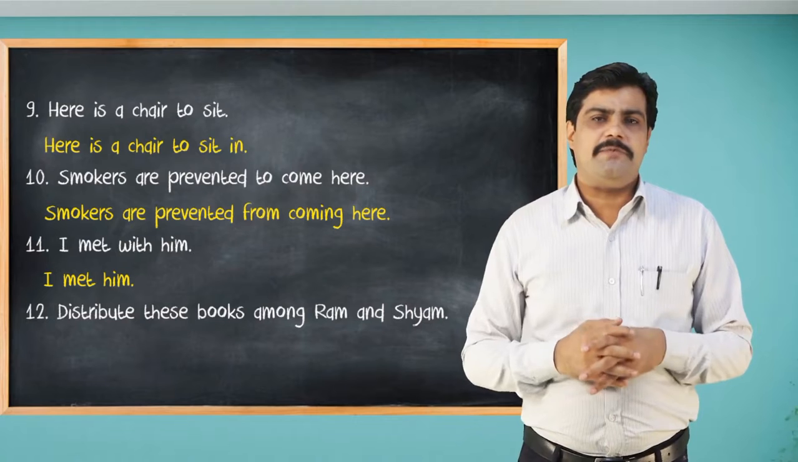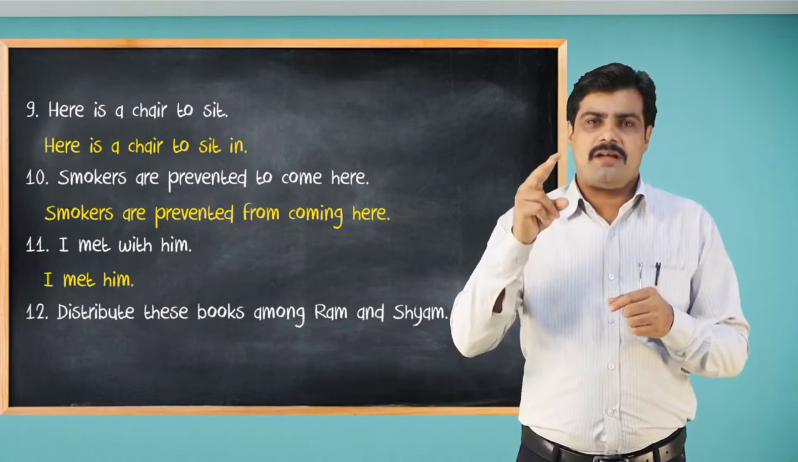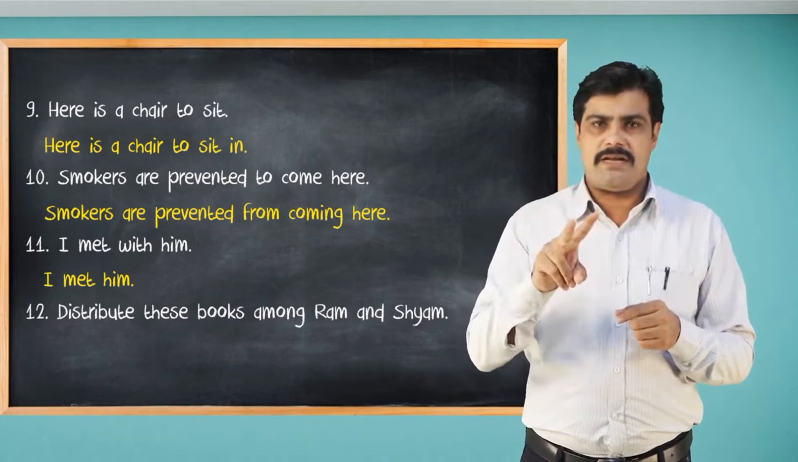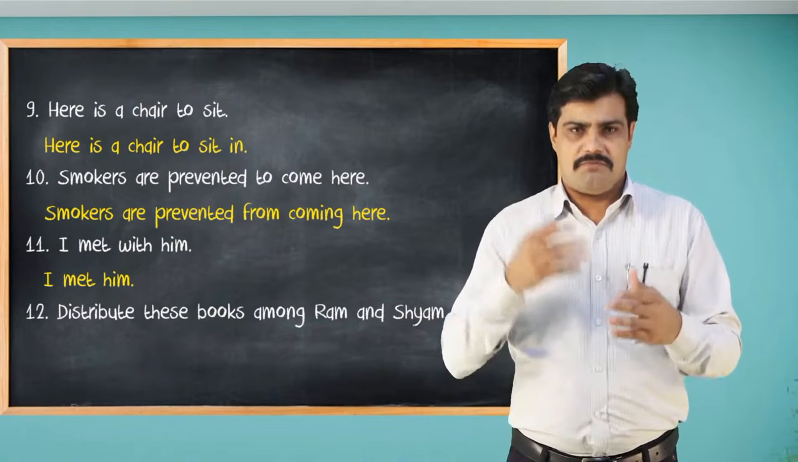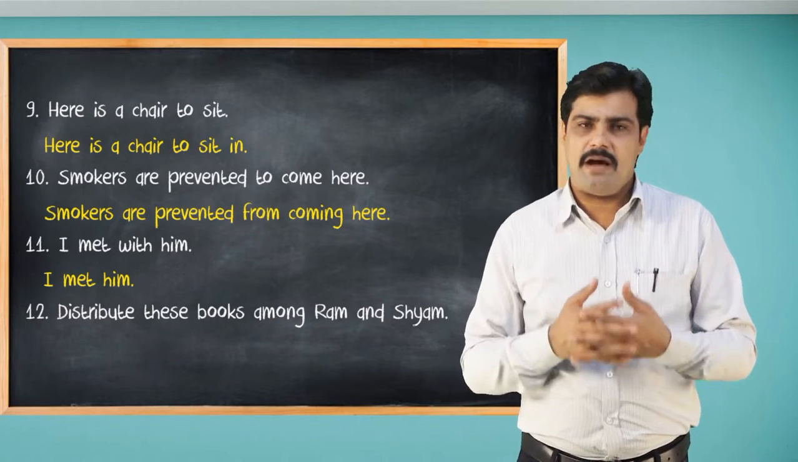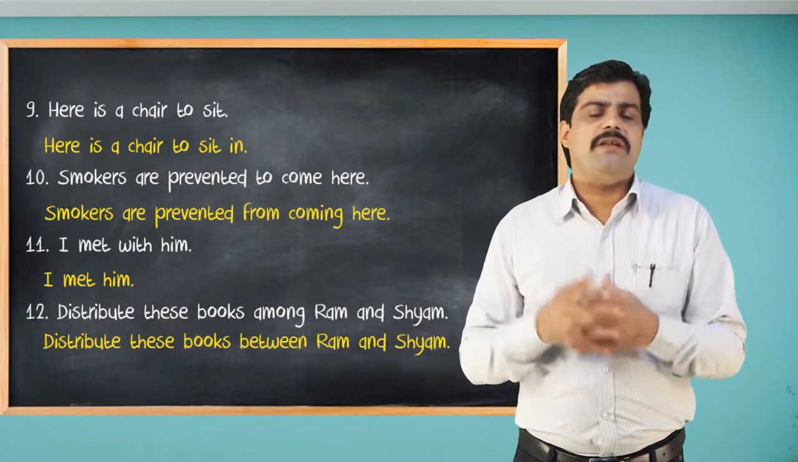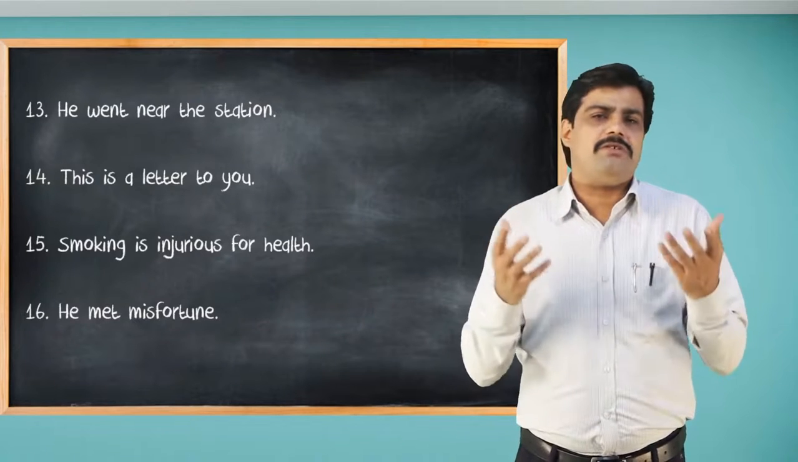Another sentence, distribute these books among Ram and Sham. Here you see that there are only 2 people, Ram and Sham. So for 2 we use between. So between is right to use. Erase among and say the sentence, distribute these books between Ram and Sham. He went near the station.